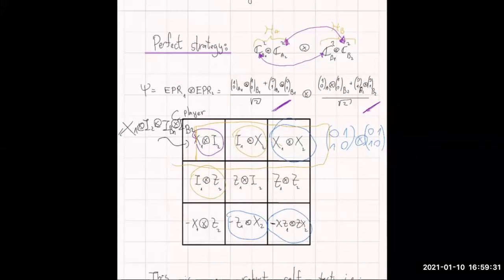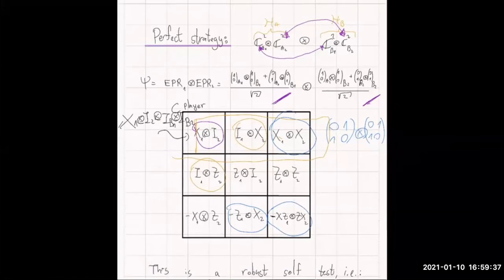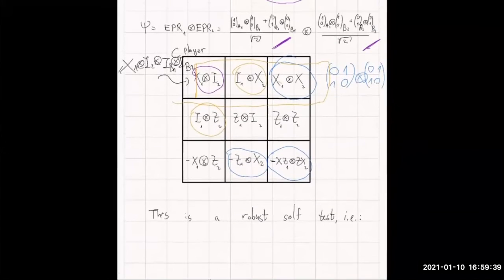and I want to say a small thing before we take a break. We'll take a 10 minutes break, and this is that this is a robust self-test. And what is a robust self-test? It means that there is only one perfect strategy, and almost perfect strategies are close to this strategy in some metric. And actually, in this case, the metric is what we call the normalized Hilbert-Schmidt metric.